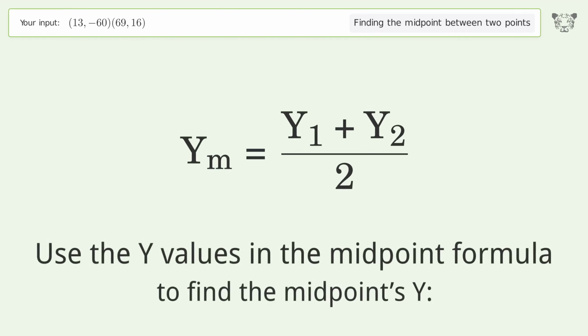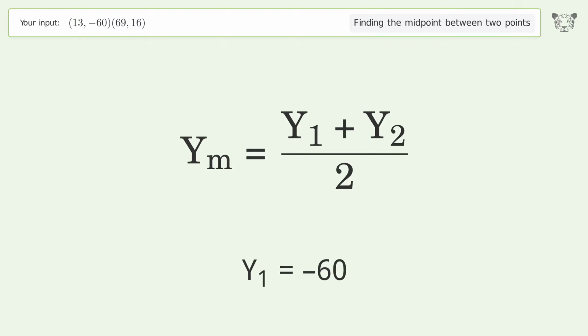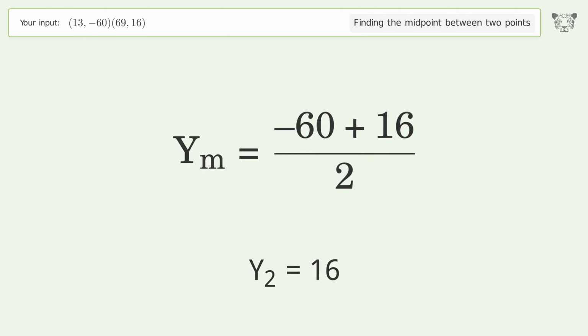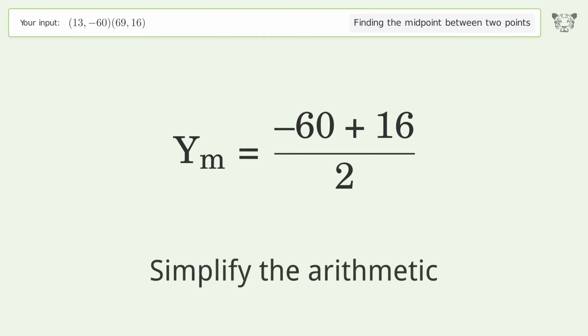Use the y values in the midpoint formula to find the midpoint's y. y1 equals negative 60. y2 equals 16. Simplify the arithmetic.